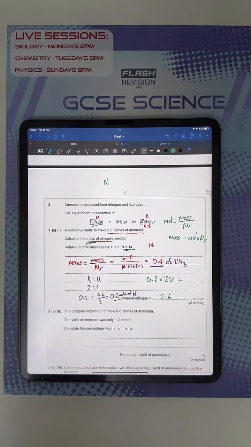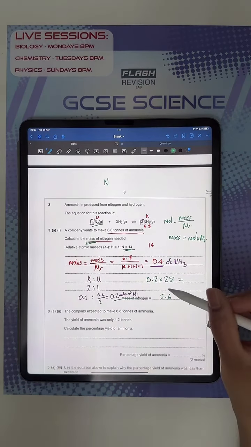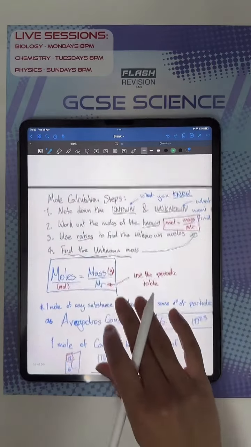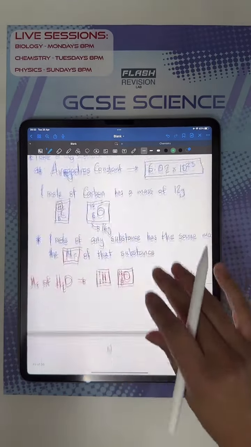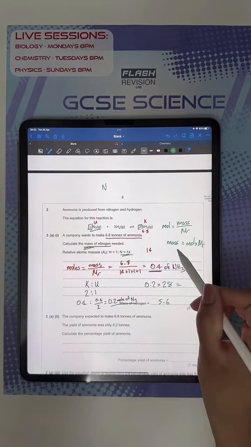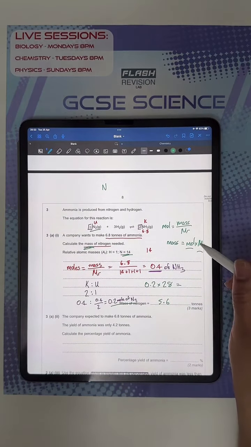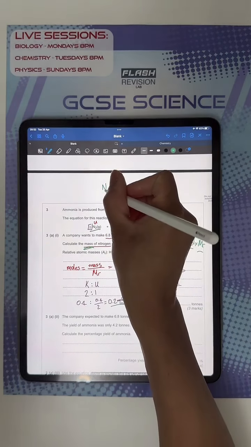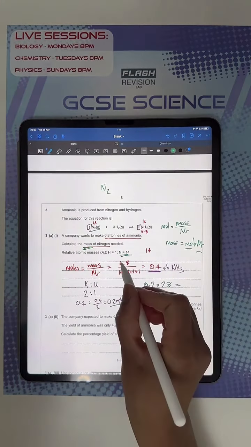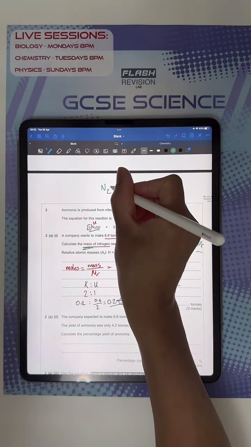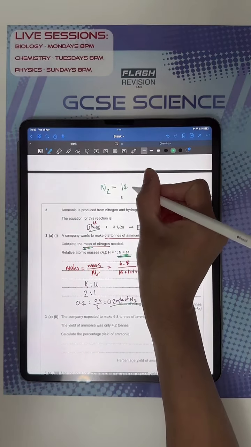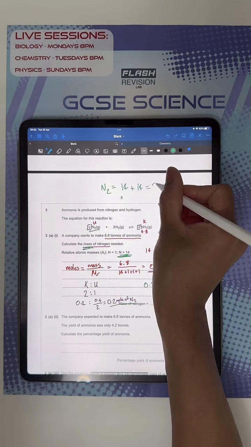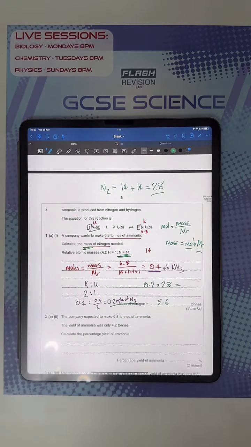Where did I get 28 from? So this is the unknown. Remember, the step is find the unknown mass. So when we do moles times Mr, we have to do the Mr of the unknown. We've marked our unknown as N2. N in the question says it's 14, so N2 would be 14 plus 14, which is 28. Does that make sense?